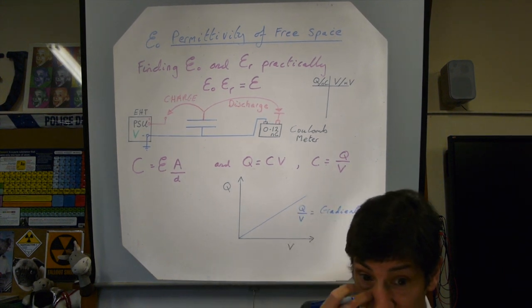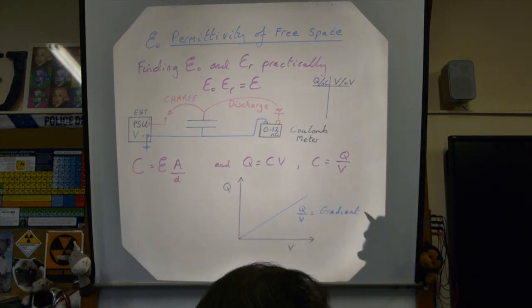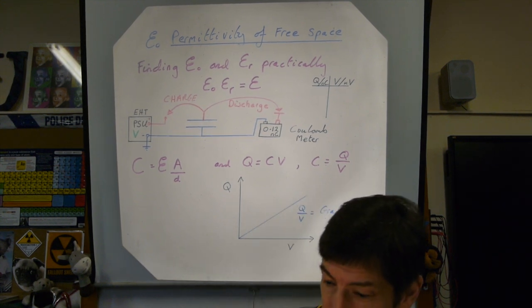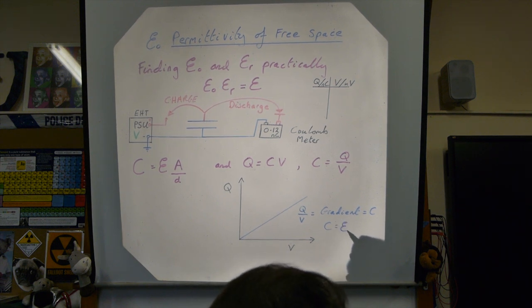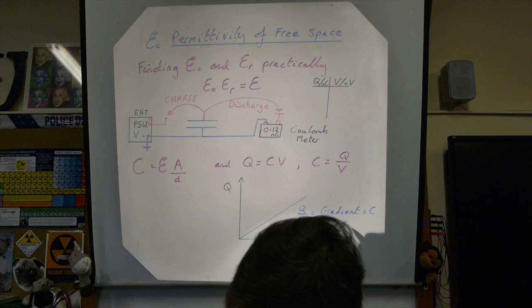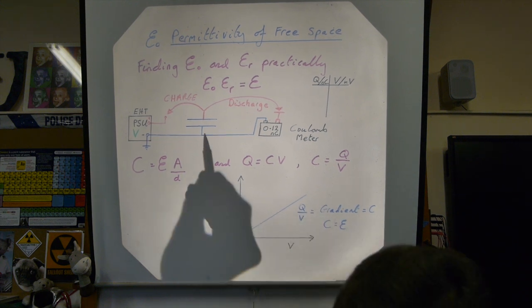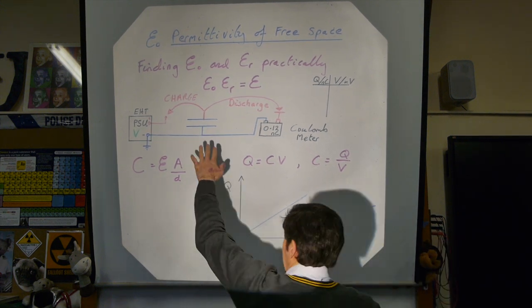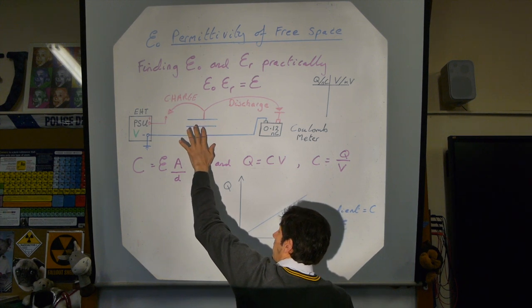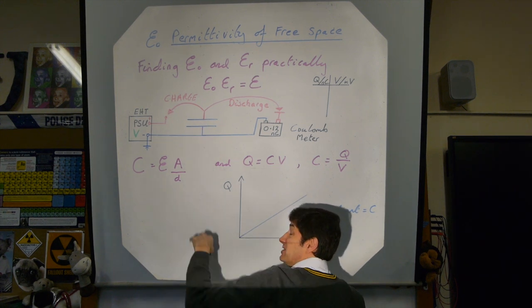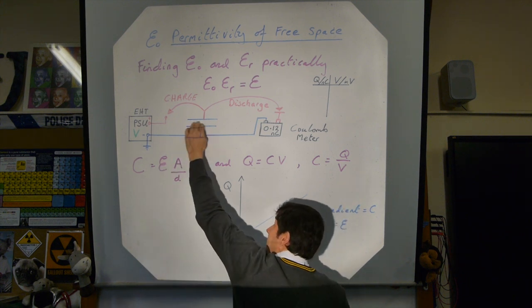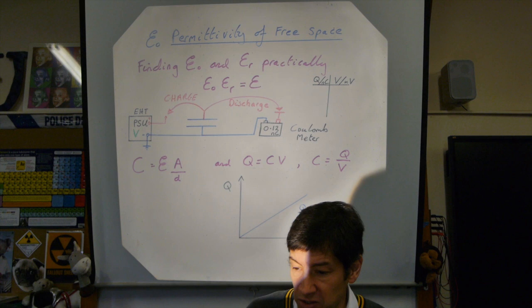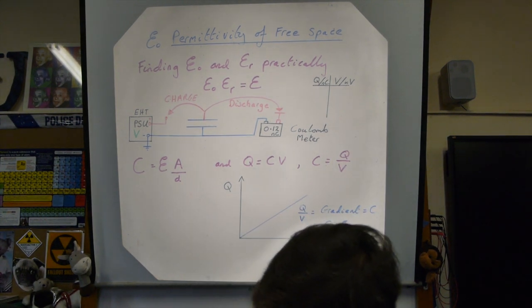It's the gradient of the line, which is the capacitance. But do you remember that C, the capacitance, is also equal to epsilon, which we have no idea of at the moment. Shall we argue this is an air-spaced capacitor, so the relative permittivity of air is about 1.0003 or something like that. Okay, so basically it's a vacuum. So this is really epsilon naught.